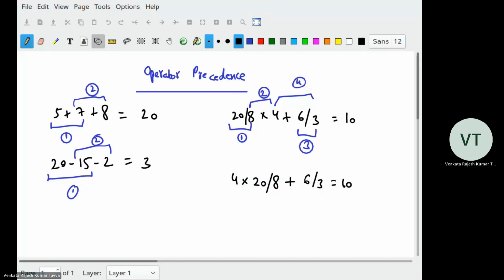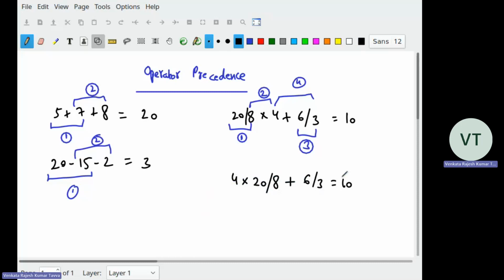Okay. 4 into 20 will be performed first, and then that will be divided by 8. So 80 by 8 is 10. 10 plus 2 will be 12. So you are thinking it is 12 for the second expression. First expression is 10. How many of you are thinking second expression is 12? Yeah, raise hand. How many of you are thinking second expression is also 10?